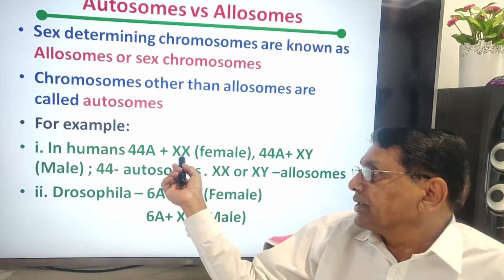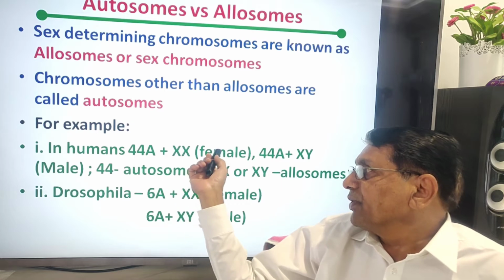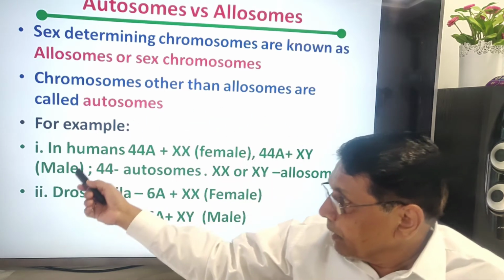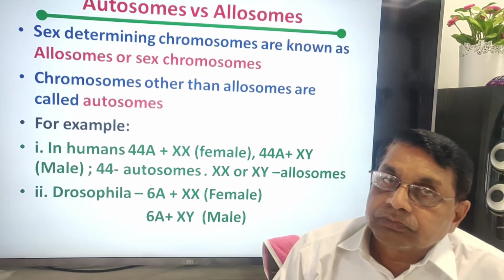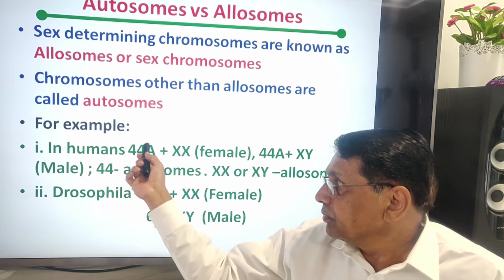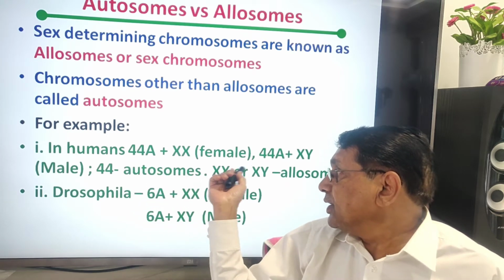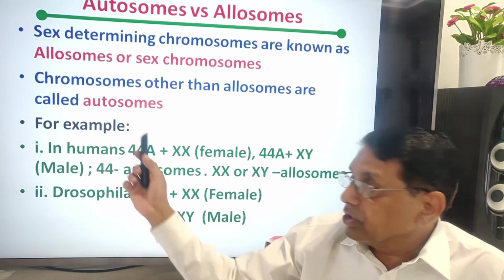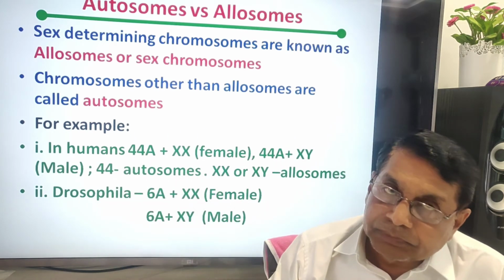In females, 44 autosomes plus XX; in males, 44 autosomes plus XY. So there are 44 autosomes, and XX or XY allosomes, or sex chromosomes. This is the situation in human beings.